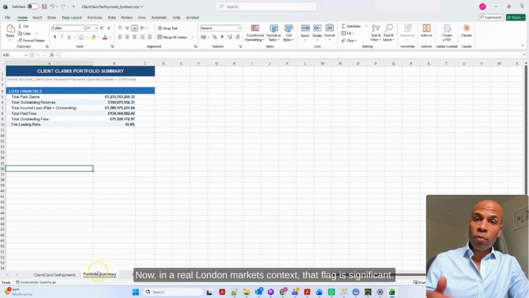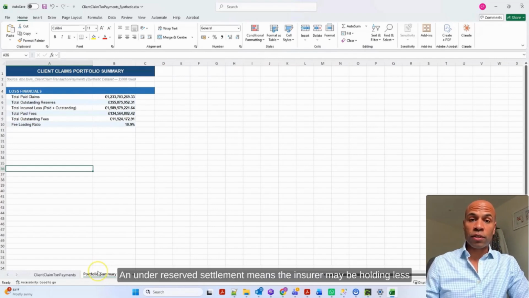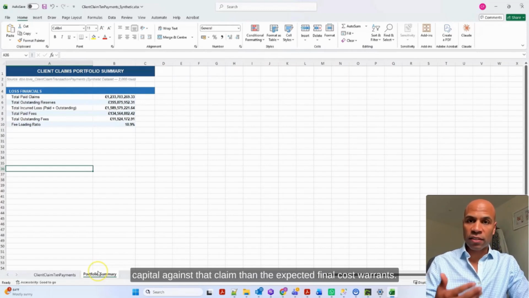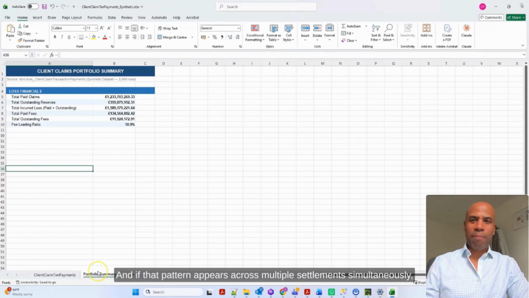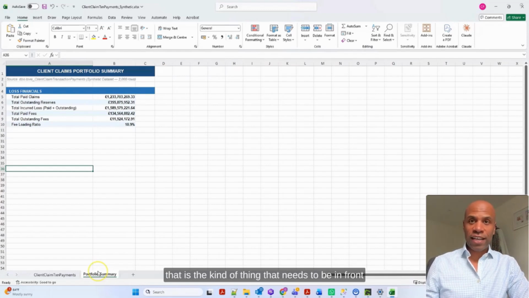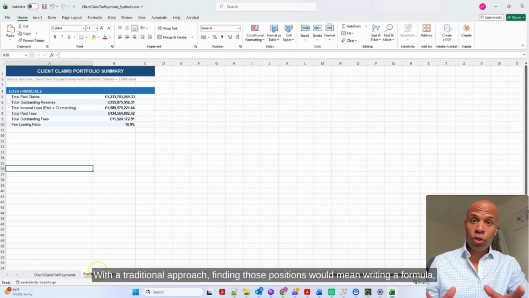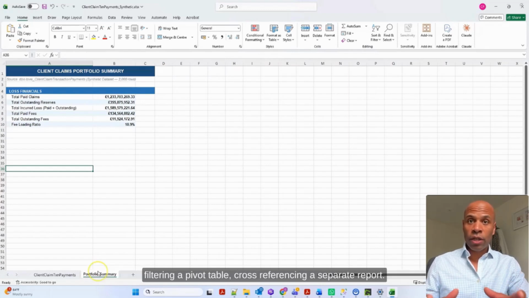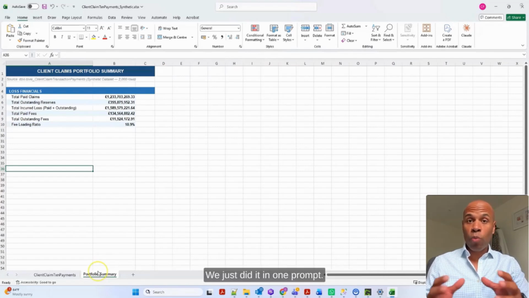Now in a real London markets context, that flag is significant. An under-reserved settlement means the insurer may be holding less capital against that claim than the expected final cost warrants. And if that pattern appears across multiple settlements simultaneously, that is the kind of thing that needs to be in front of your reserving actuary before it becomes a regulatory conversation. With a traditional approach, finding those positions would mean writing a formula, filtering a pivot table, cross-referencing a separate report. We just did it in one prompt.